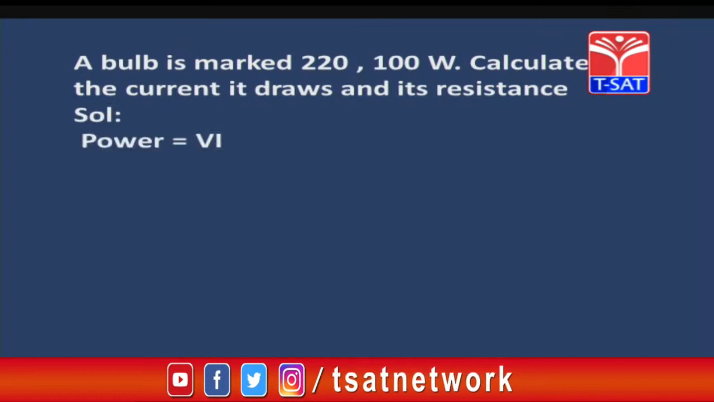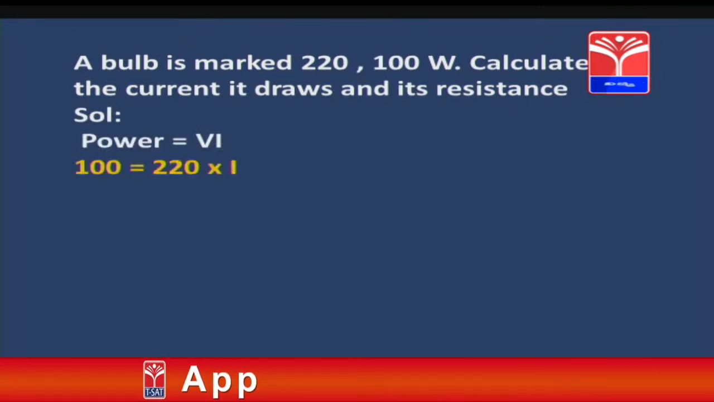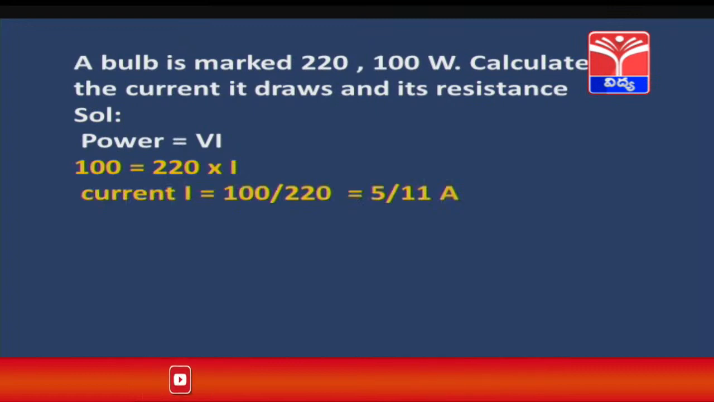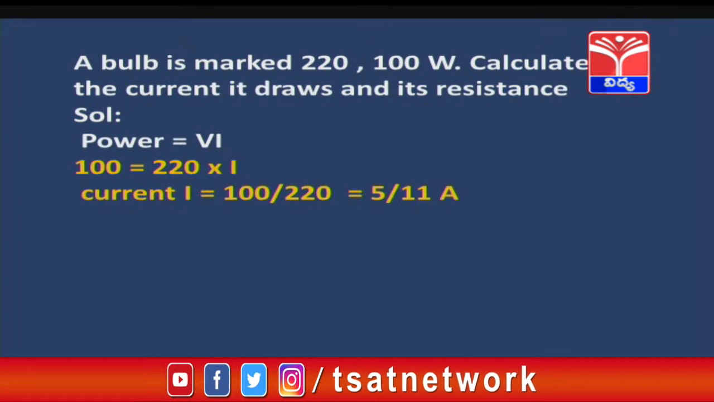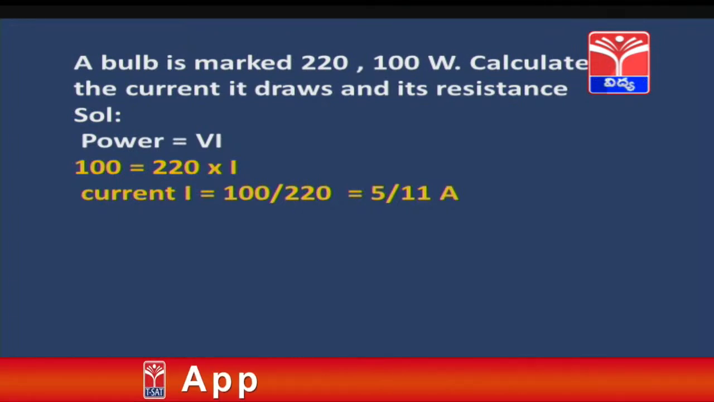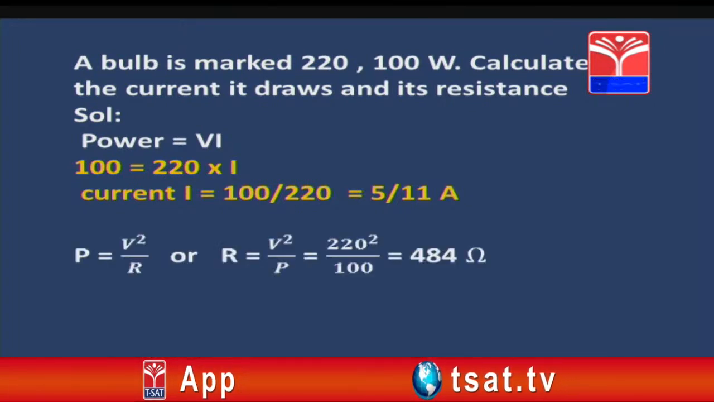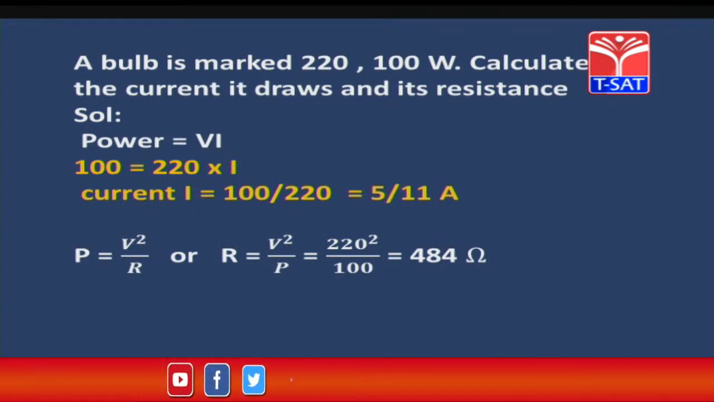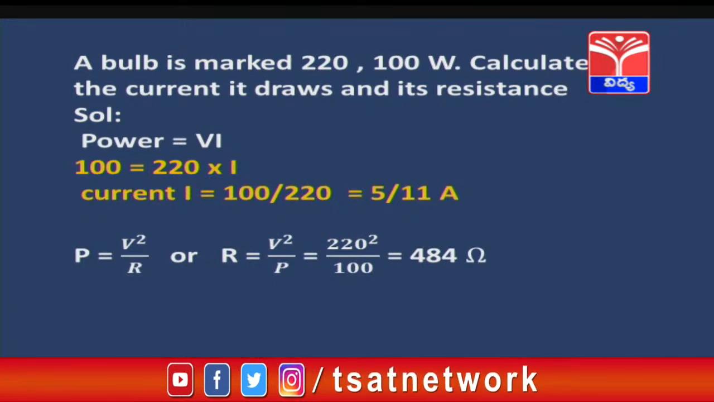We know power is equal to VI. The voltage is 220, power is 100 watt. Substituting, we get 100 is equal to 220 times I. So, current I is equal to 100 by 220, which is 5 by 11 amperes. So, 100 watt bulb will draw 5 by 11 amperes when given a 220 volt supply. Power is equal to V square by R, or R is equal to V square by P. So, substituting the values, 220 square by 100 gives you 484 ohm.